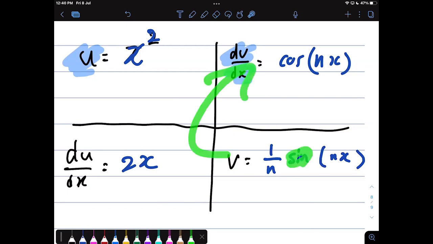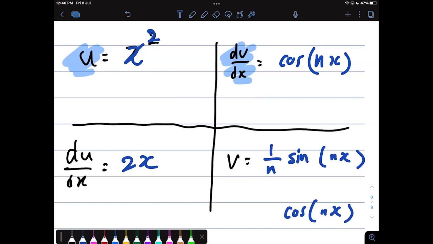Differentiate sine, you get cosine. Copy and paste the argument. Don't forget the 1 over n. I mean, 1 over n is from the b. But now we are trying to differentiate, right? So there's a nx. Differentiate, what do you need to do to your nx? Multiply by the derivative of the inside function. So times n. What happens to your n? Cancel off. Then you're left with cosine nx.